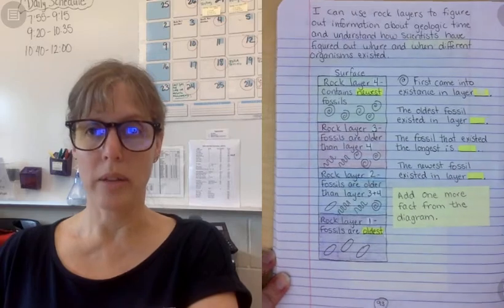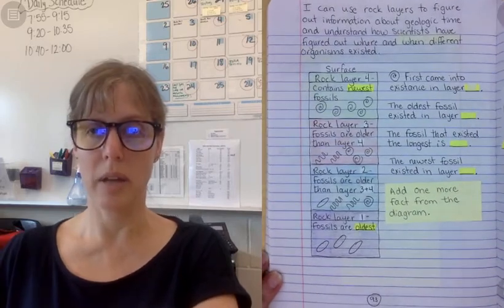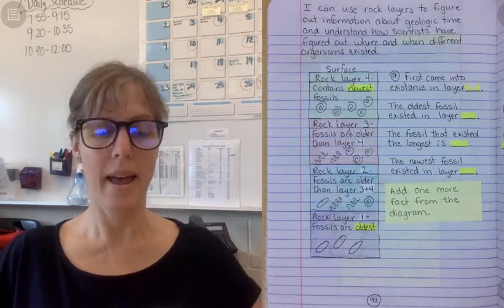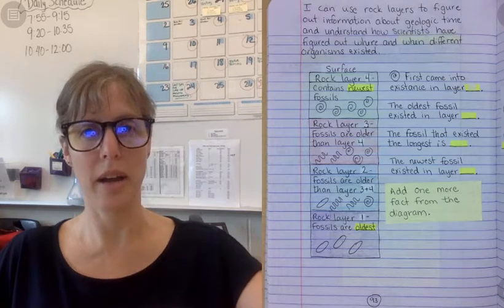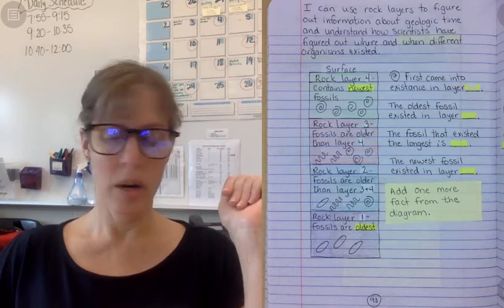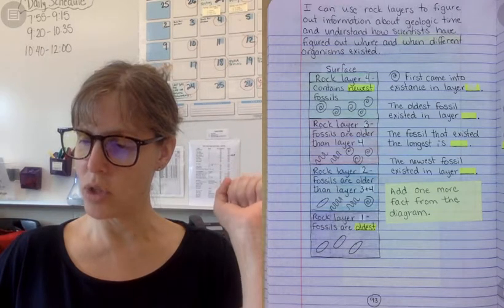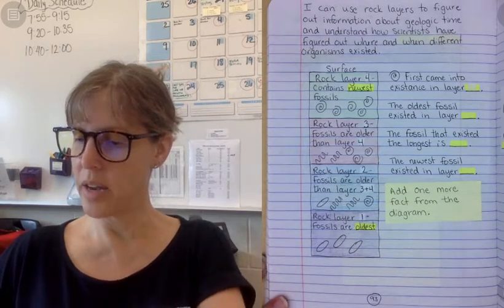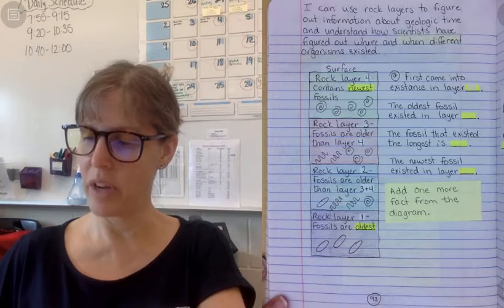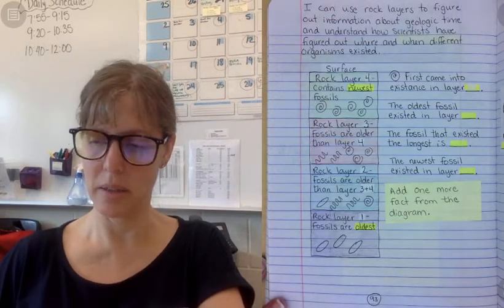I hope you colored this. If you colored this and took the time to color this, you got an absolute gold star for today. Our learning target was, I can use rock layers to figure out information about geologic time and understand how scientists have figured out where and when different organisms existed.